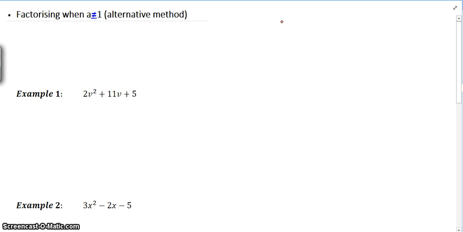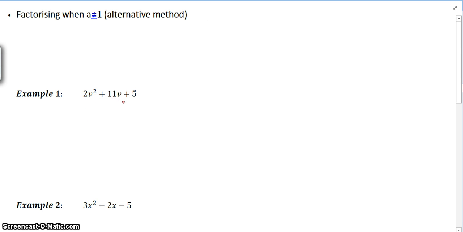This next method of factorizing when a doesn't equal 1 is going to be an alternative method. I think there's the cross method as well, which I won't go through because there's plenty of videos on YouTube for that. However, I'm just going to teach you another method of factorizing, which you may find easier. Otherwise, grouping is just perfectly acceptable as well. So let's look at an example in this case.